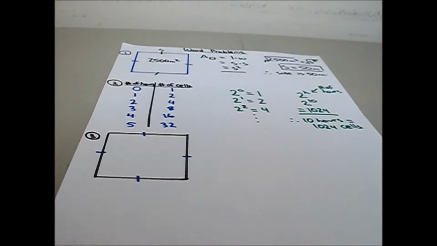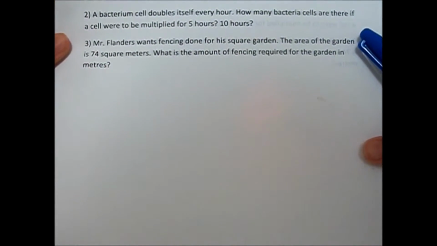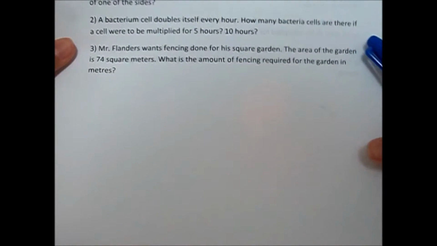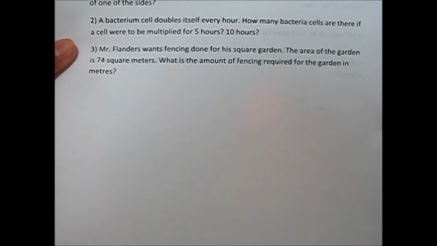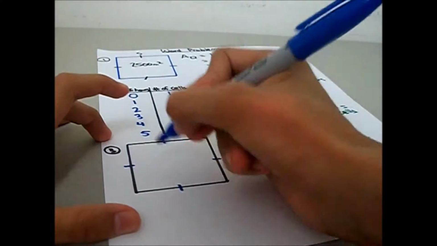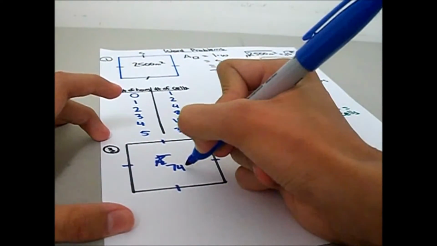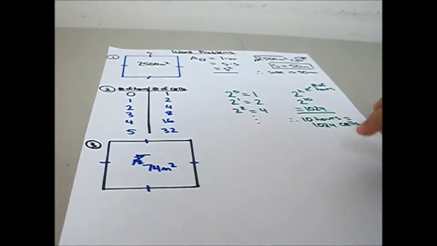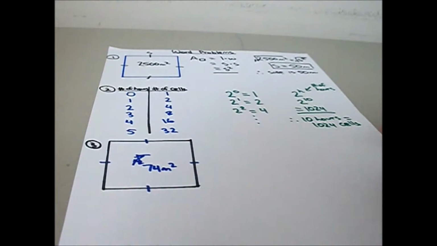Now for our third word problem, I have a square drawn beforehand. Okay. Number 3, Mr. Flanders wants fencing done for a square garden. The area of the garden is 74 square meters. What is the amount of fencing required for the garden in meters? Okay, so basically, this is a square garden, suppose. It covers an area of 74 square meters. And the fencing, meaning the perimeter, is what we have to find.